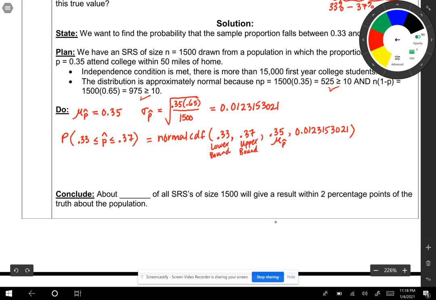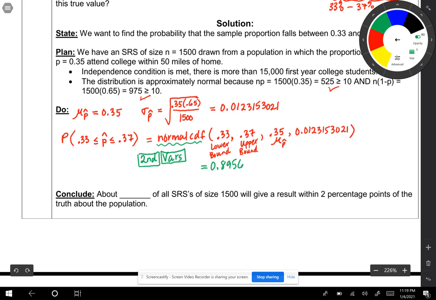So if you forgot, the normal CDF is part of our distribution menu. And to get to that, you go to second and you go to VARs on your graphing calculator. And then you select the one that says normal CDF. And of course, if you have a newer calculator, it's going to tell you what number you should put in for the lower bound. It gives you the names, or the phrases lower bound, upper bound, mean, standard deviation. But if you have an older calculator, you have to just memorize the order. So just remember LB, UB, mean, and standard deviation. And so you enter that into your calculator and hit calculate.